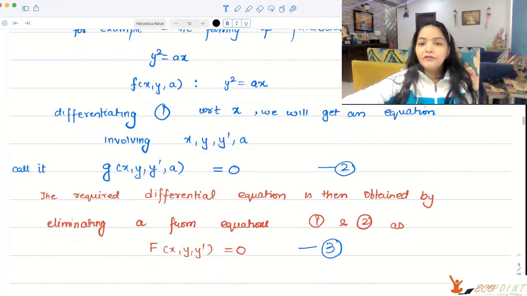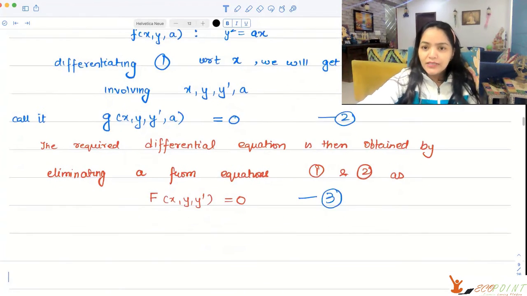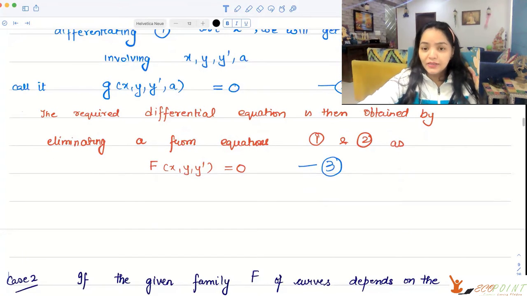The required differential equation will be obtained by eliminating A, because you want a generalized solution. You don't want a particular A there. So you will just substitute the value of A and you will find an equation which will consist of X, Y, and just Y dash, because you had just one parameter. So Y dash is the maximum that you will fetch here. So these are the steps in case this is what you had.